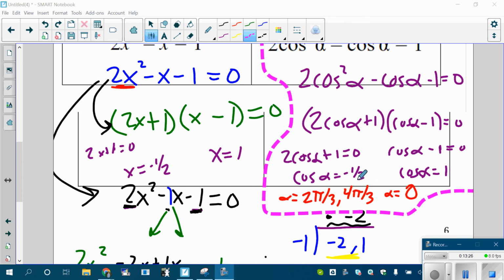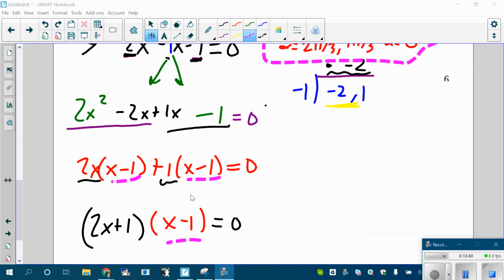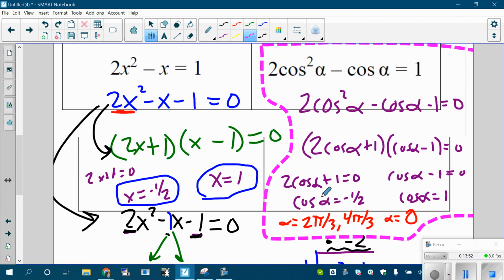When does cosine equal negative 1/2? 2 pi thirds and 4 pi thirds. When does cosine equal 1? At an angle equal to 0 radians. So I got 3 solutions to this. Okay. Again, I cannot emphasize enough, the number of solutions to the algebra equation is not necessarily, and usually not, the same as the number of solutions to the trig equation. The trig equation generally has the same or more solutions.